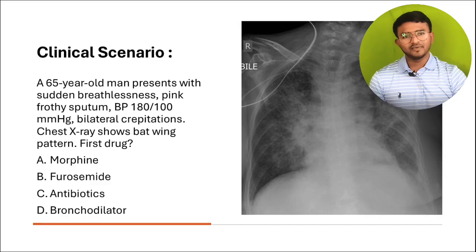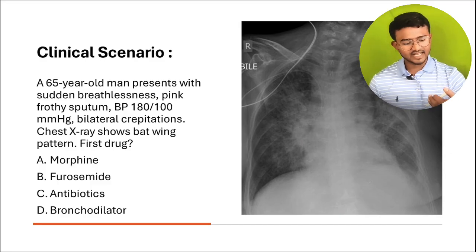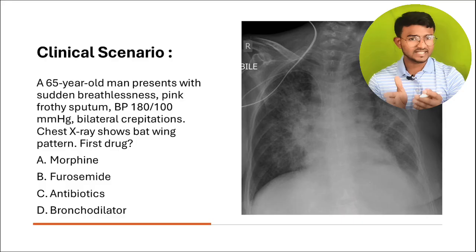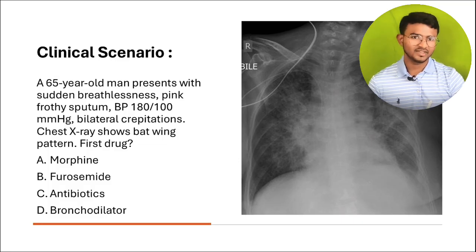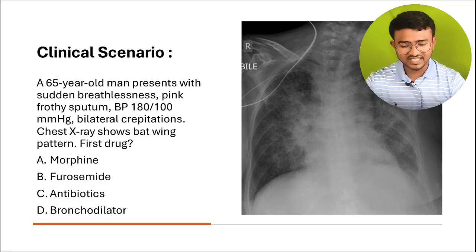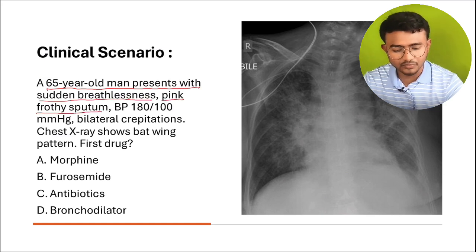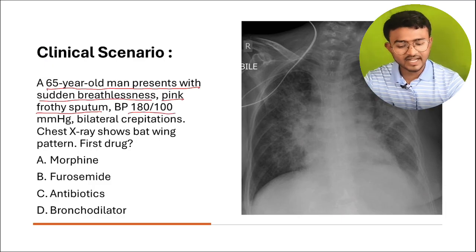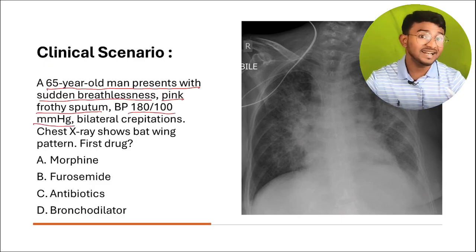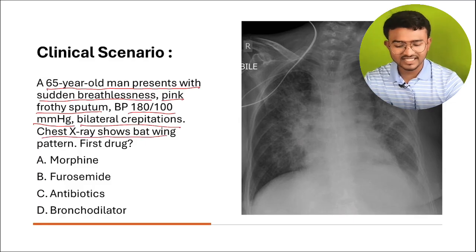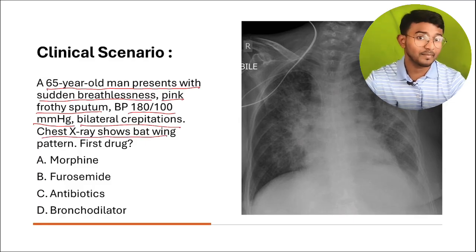So here we can see one case scenario. In this case scenario, we will discuss the patient, then what medication we have to use and why. We will discuss all of this while studying our PPT presentation. First of all, in this clinical scenario, a 65-year-old man presents with sudden breathlessness and pink frothy sputum, and the blood pressure is 180 by 100 mmHg. We can see bilateral crepitations, and in the chest x-ray you can see a bat wing appearance, or bat wing pattern.